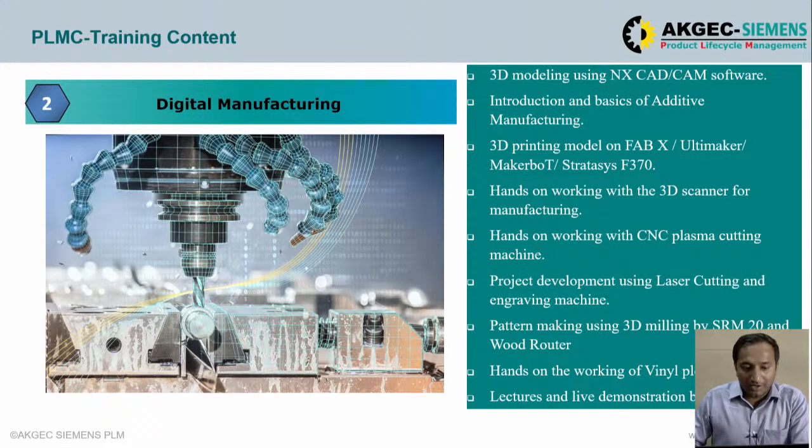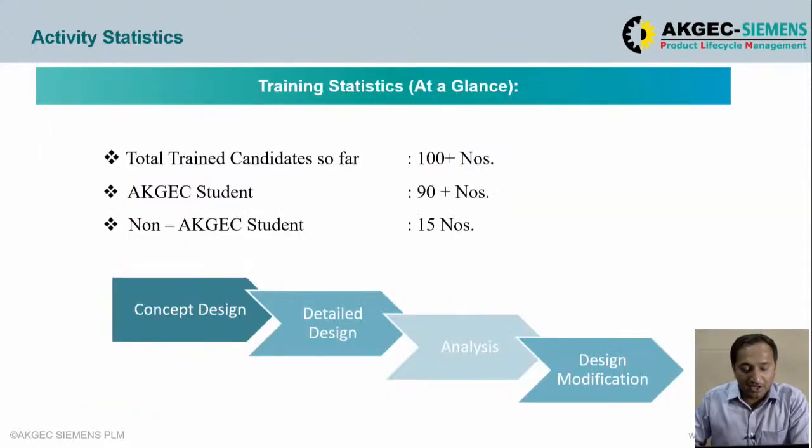And we also give training on digital manufacturing, which consists of the CAD/CAM, NX CAD/CAM software, basics of additive manufacturing. We also teach about FabX Ultimaker, Stratasys F370. We also teach students how to work on 3D scanner, plasma cutting machine, laser cutting machine, milling machine, and hands-on working on vinyl plotter. And these are some of the training status at AKGC, and we have trained so far 100+ students in our PLM Center of Excellence, and there were 90+ students from AKGC and 15+ students of non-AKGC students. We teach students about analysis and design modification.